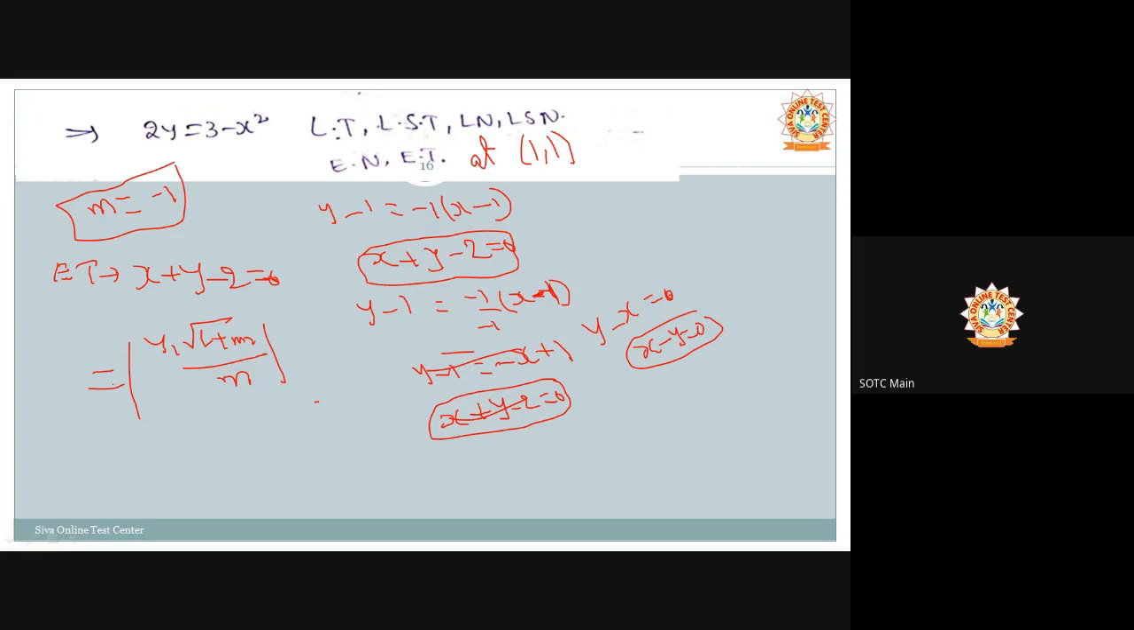Tell me length of normal. That is simply without m in the denominator. It will become root 2, sir. Very good, root 2 only, y1 under root 1 plus m square. Tell me what is length of subtangent. That is given by mod of y1 by m. 1, sir. 1, very good. What is the length of subnormal? That is given by mod of y1 into m. 1, sir. 1. Yes, very good.